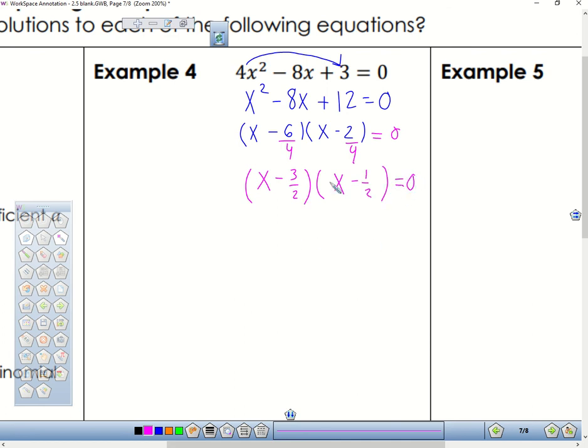Well, aren't those the two solutions we just got if you were to solve these out? 3 over 2 is 1.5. So this is another way you could have got your solutions, right? Now you wouldn't have gotten vertex form, but you would have gotten your solutions that way. So there's multiple ways to do the same thing.